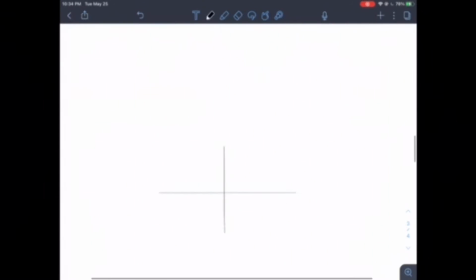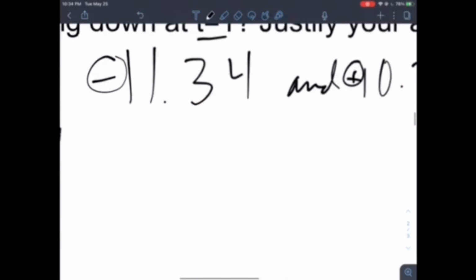I hit my keyboard there for a second. Let me scroll back up.